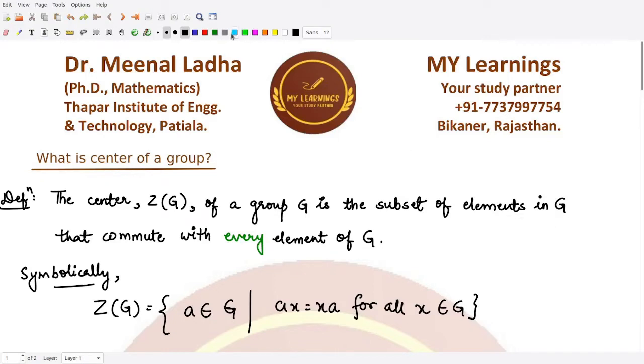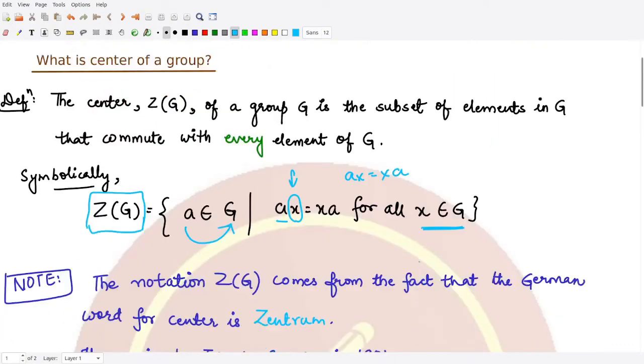Now what is that particular property? So let's have a look. Those elements that commute with every element of the group G come under this set. So we are collecting all those elements which commute with each element of the given group G. Symbolically we may write this as Z of G, the center of the group G. It contains all the elements A from the group G such that A commutes with all the elements X of G. So if X represents any arbitrary element, we have AX equal to XA, which represents the commutativity.